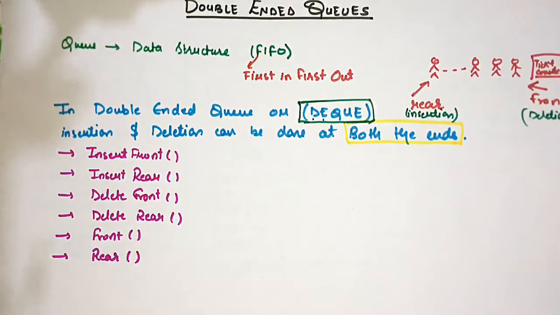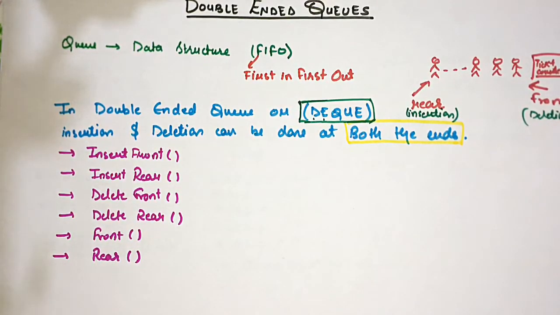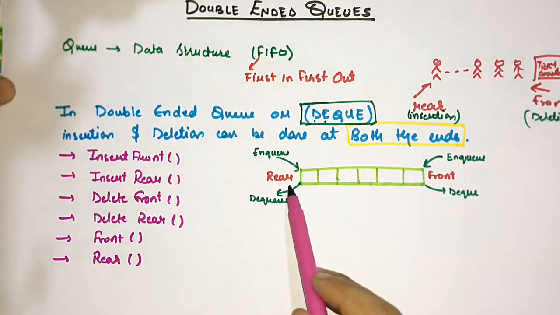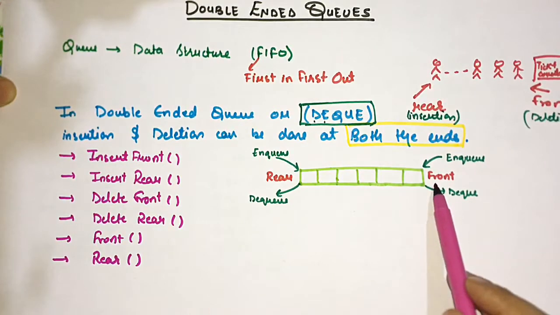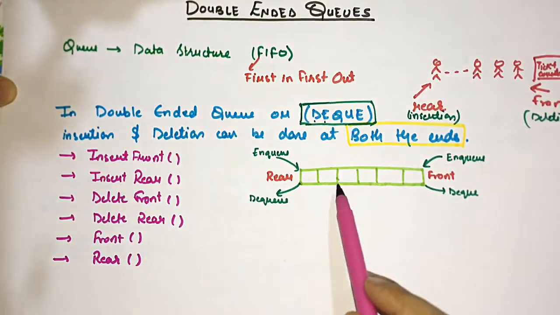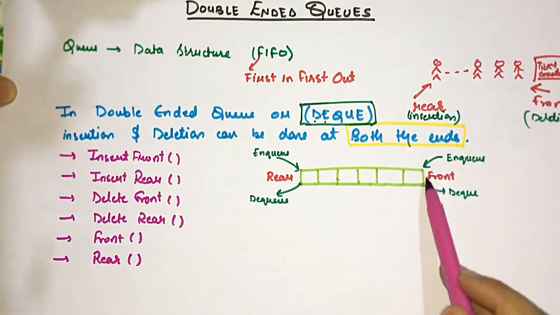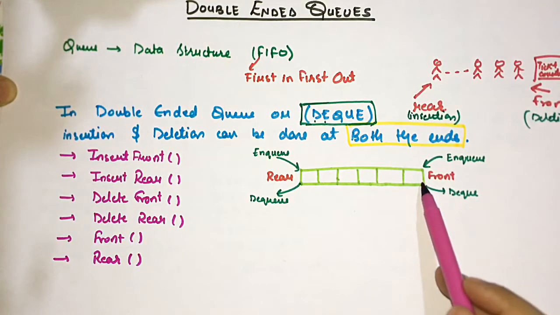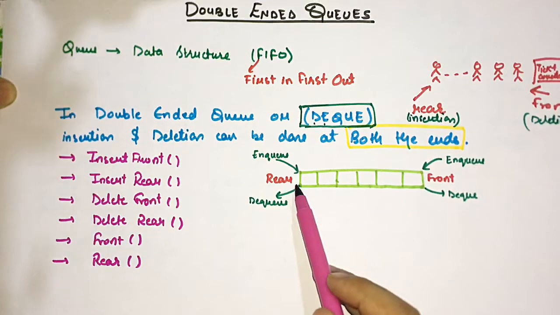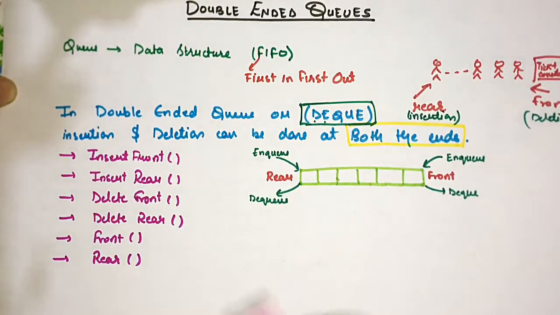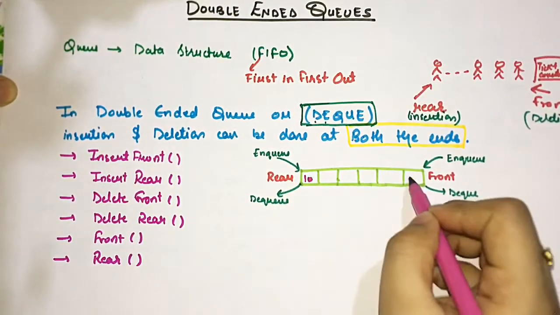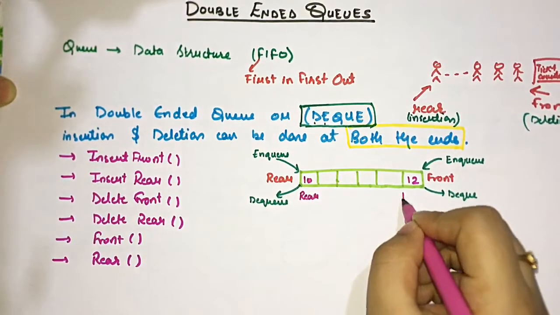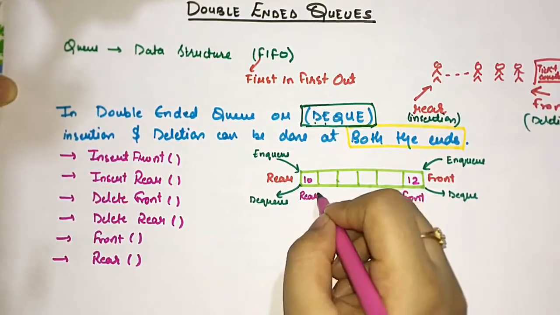Let me draw a double-ended queue to make it more clear. So guys, this is a double-ended queue. This end is the rear end and this end is the front end. Now as I told you, in a double-ended queue we can NQ and DQ. We can perform both the operations from the front end as well as from the rear end. Now suppose this queue currently has 2 elements. This is rear and this is the front pointer.